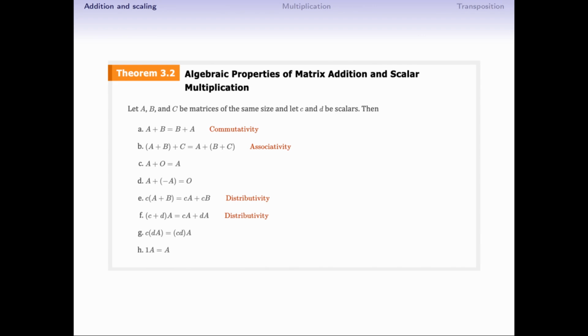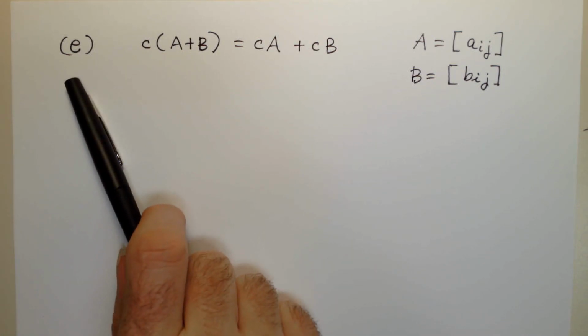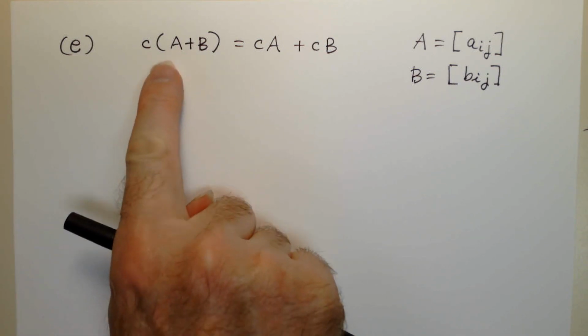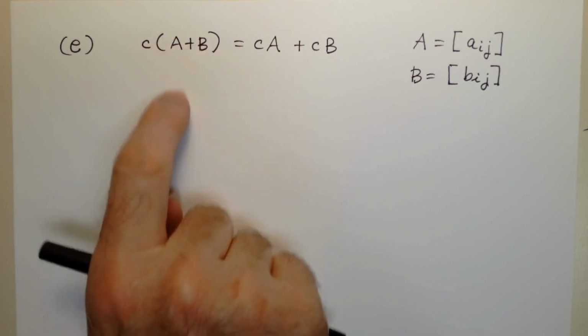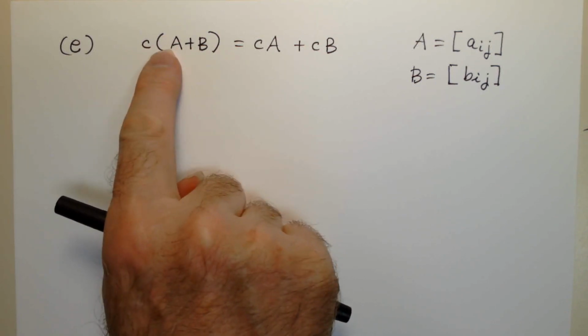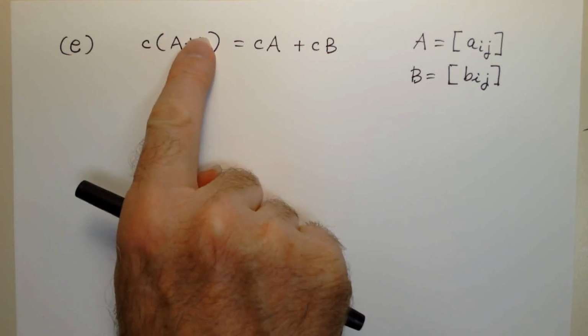and kind of satisfy your curiosity about them. And so join me at the document camera. Let's work out the details for E. All right, welcome to the document camera. We're going to prove law E of theorem 3.2, and it's effectively the distributive law of scalar multiplication over matrix addition. So C times the matrix A plus B is CA plus CB.